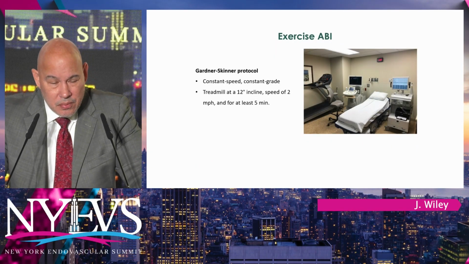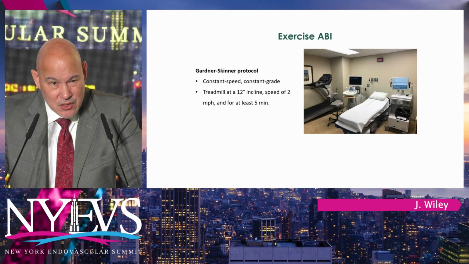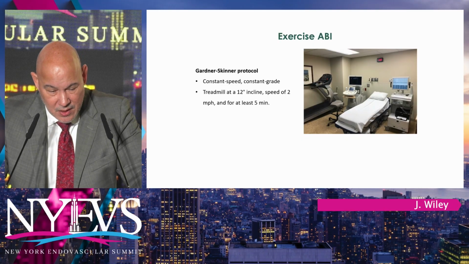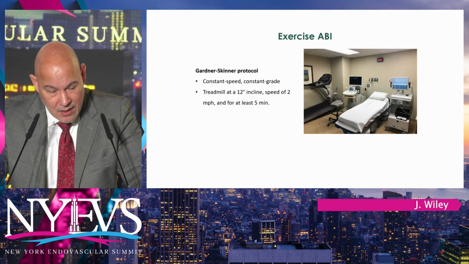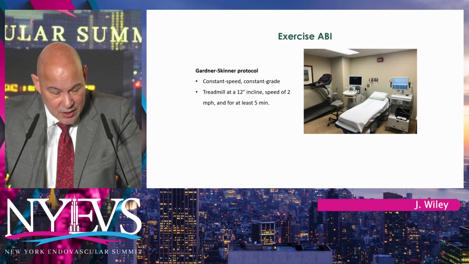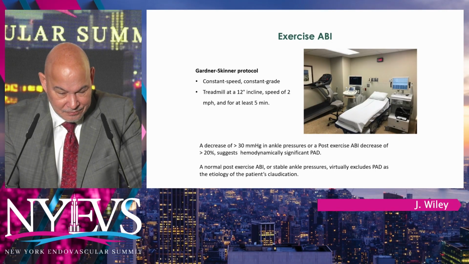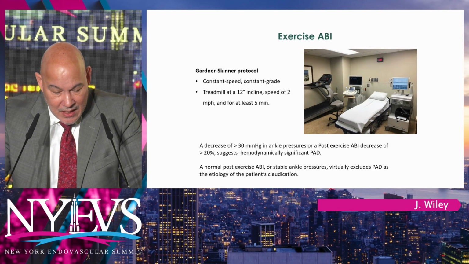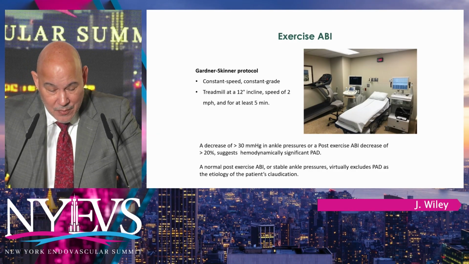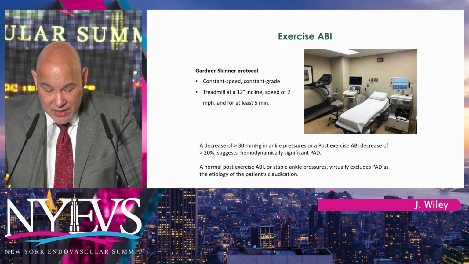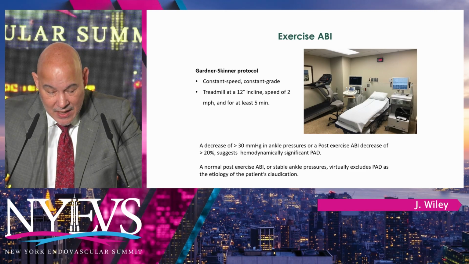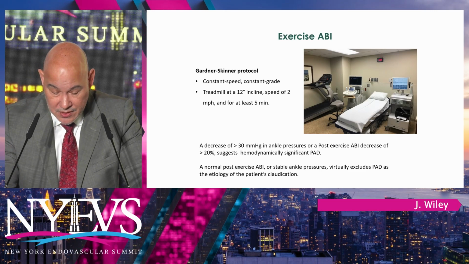We also do exercise ABI, especially in patients who have a normal ABI that doesn't correlate with their clinical picture. We place them on the Gardner-Skinner protocol, constant speed, constant grade, treadmill inclination at 12 degrees, a speed of 2 miles per hour for at least 5 minutes. Any decrease of greater than 30 millimeters of mercury in the ankle pressures, or a drop in the ABI by greater than 20%, suggests hemodynamically significant peripheral arterial disease. A normal exercise ABI virtually excludes peripheral arterial disease.